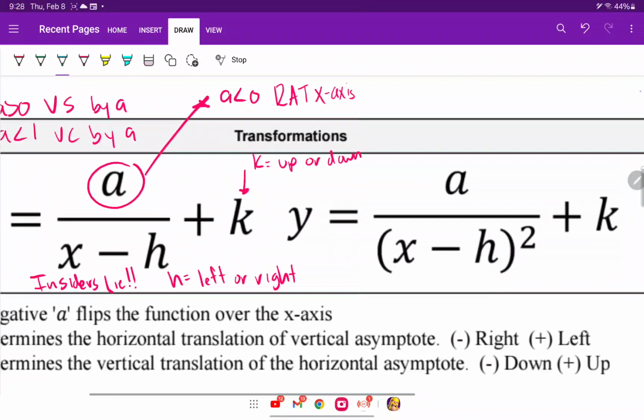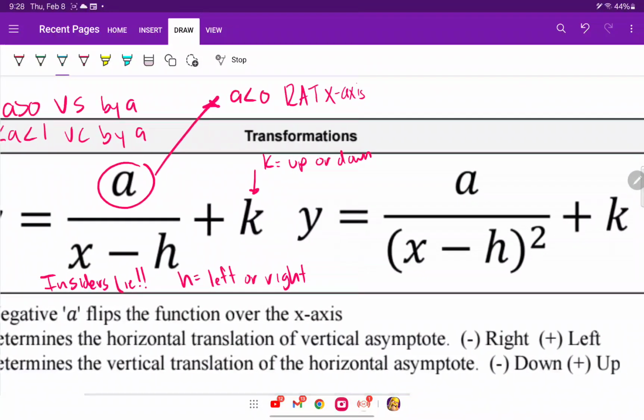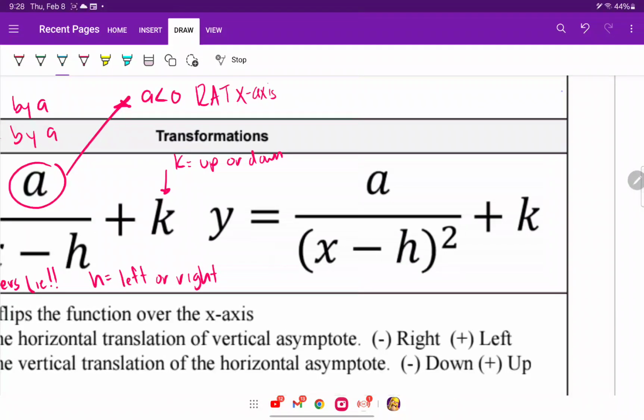All right. Now, again, I don't really need to talk about a, h, and k, because on the squared one, they do the exact same thing. k moves it up or down. h, insiders lie, so fix the lie and then move it left or right. And the a value, vertical stretch, vertical compression. But again, if that a value is negative, this one's pretty easy. Instead of facing up, both our branches would be facing down for this one. So this one would look something like this.